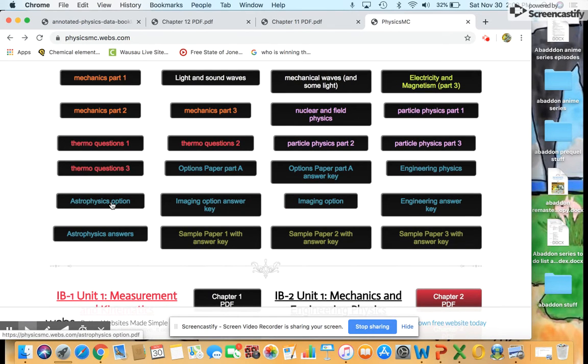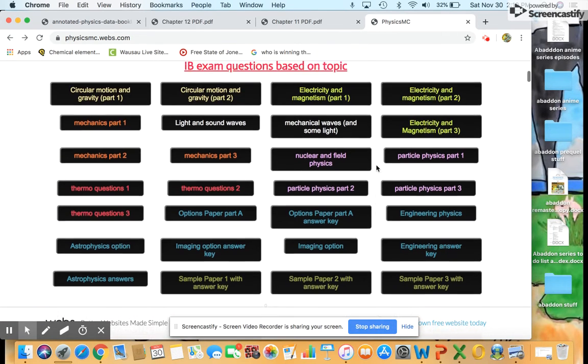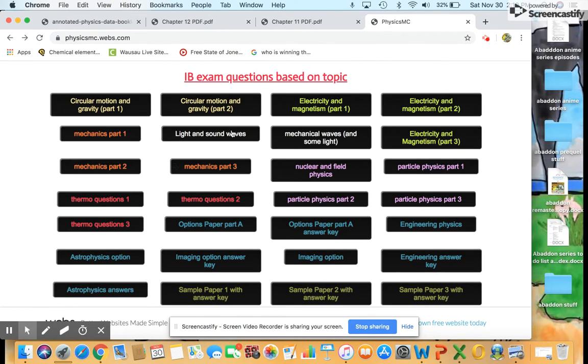And I even have the options, like here's the astrophysics option, here's the astrophysics answers, here's the imaging option, here's the imaging answer key, engineering physics, engineering answer key. So it tells you like, here's a sample paper 1, sample paper 2, this is multiple choice, short answer. This is paper 3 with the answer key. So look through these. I think when the test comes, I'm going to start assigning some of these, but we won't have enough time to go through them all.